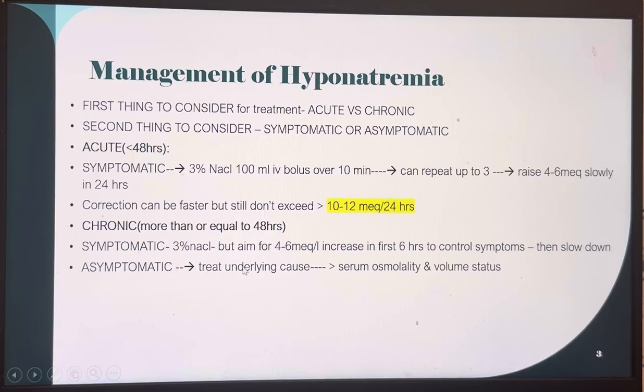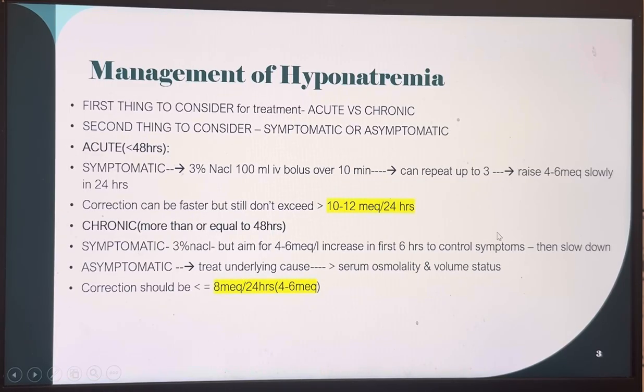To check the underlying cause, we have to check serum osmolality and volume status. Here the correction should be less than or equal to 8 milliequivalents in 24 hours. Whereas in acute, it should not exceed 10 to 12 milliequivalents, but in chronic it should be less than or equal to 8. So remember, it could be 10 in acute, and here it should be less than or equal to 8.